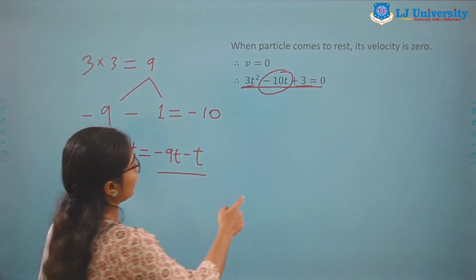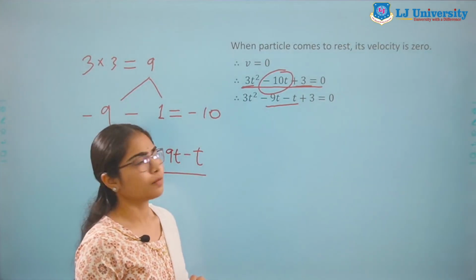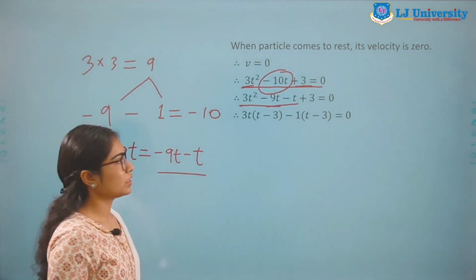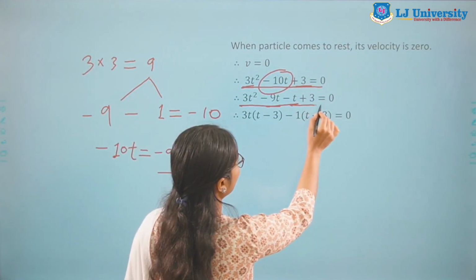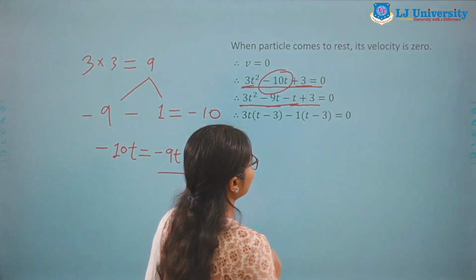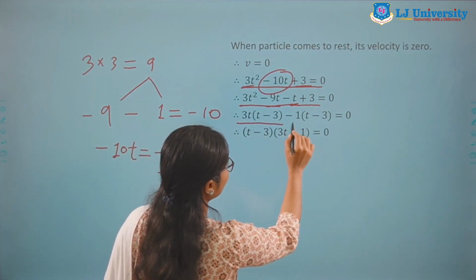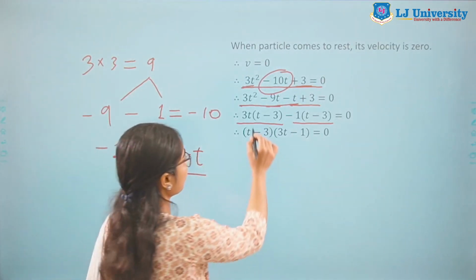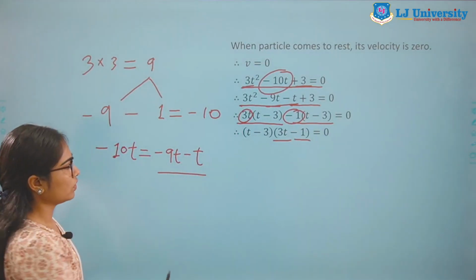So here we have 3t² − 9t − t + 3 = 0. Now we take 3t common from these two terms. So here it remains t, here it remains −3. From these two terms we take −1 common. So here it remains t, here it remains −3, which equals 0. Next, from these two terms t − 3 is common. So we take t − 3 as common. So here it remains 3t, here it remains −1, which equals 0.